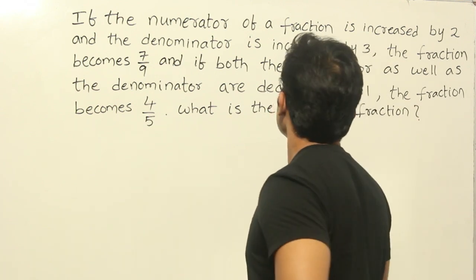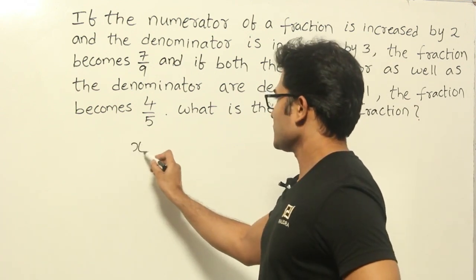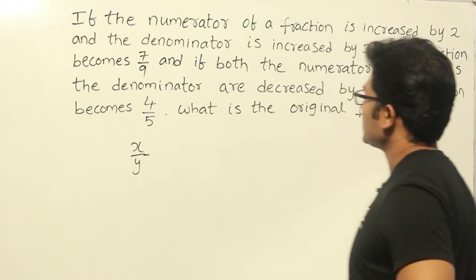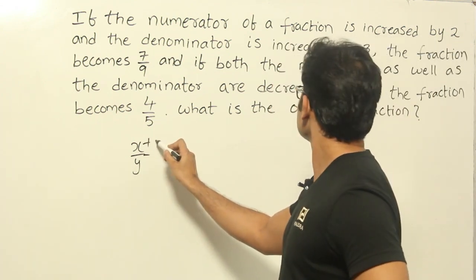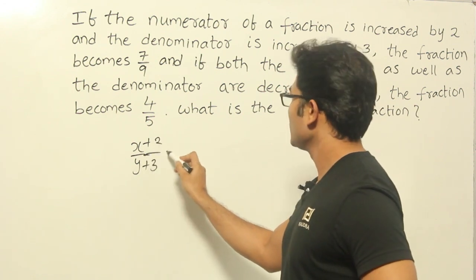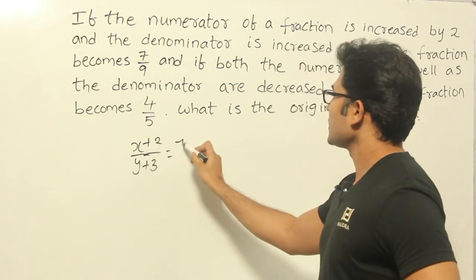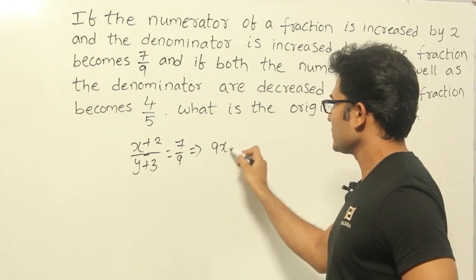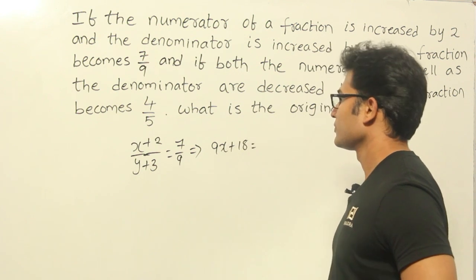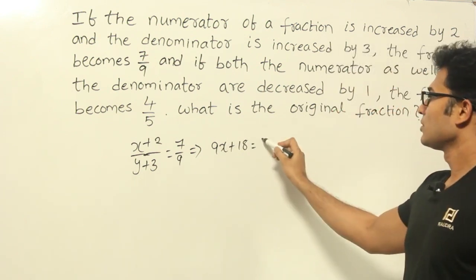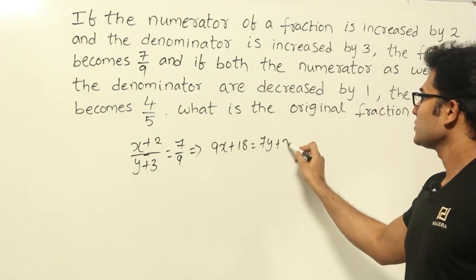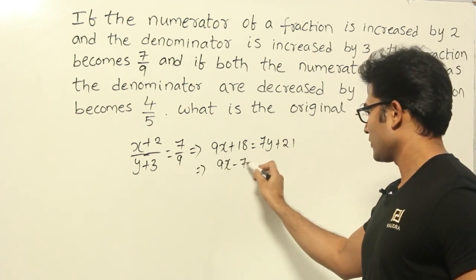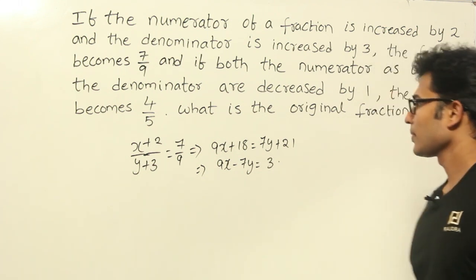So they are saying that, let us say the fraction is x by y, and now they are saying that if the numerator is increased by 2 and denominator is increased by 3, then the fraction becomes 7 by 9. So this is what they are saying. Now it means that 9x plus 18 equal to 7y plus 21, right? So what does it mean? 9x minus 7y equal to 3, right?